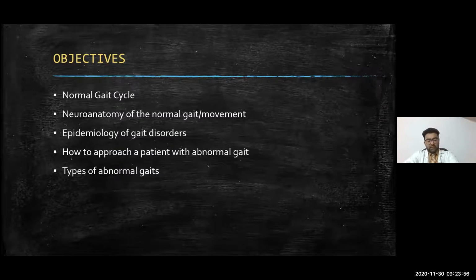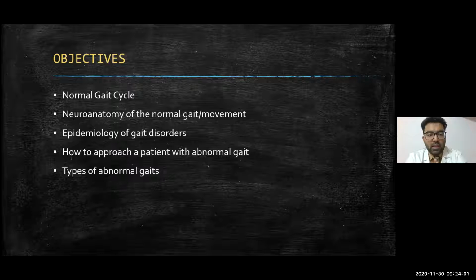In this presentation, we're going to learn about the normal gait cycle. Then we'll learn about the neuroanatomy of normal gait and movement. Then we'll learn about the epidemiology of gait disorders. Then we will focus on how to approach a patient with abnormal gait. And we'll end with the types of abnormal gaits.